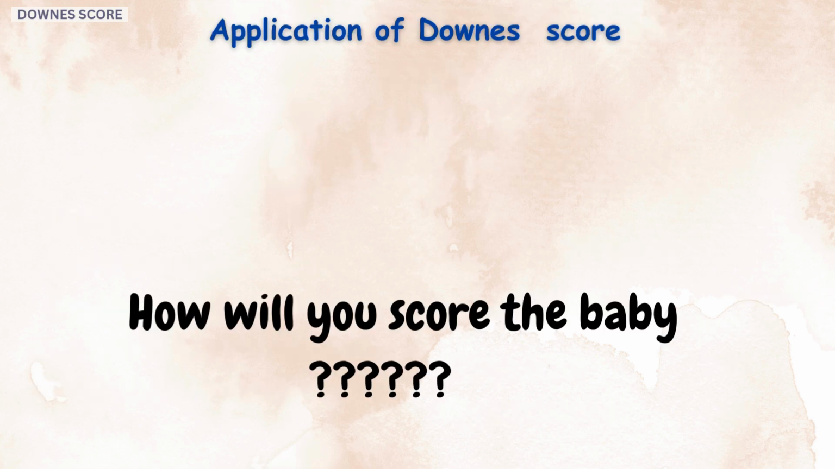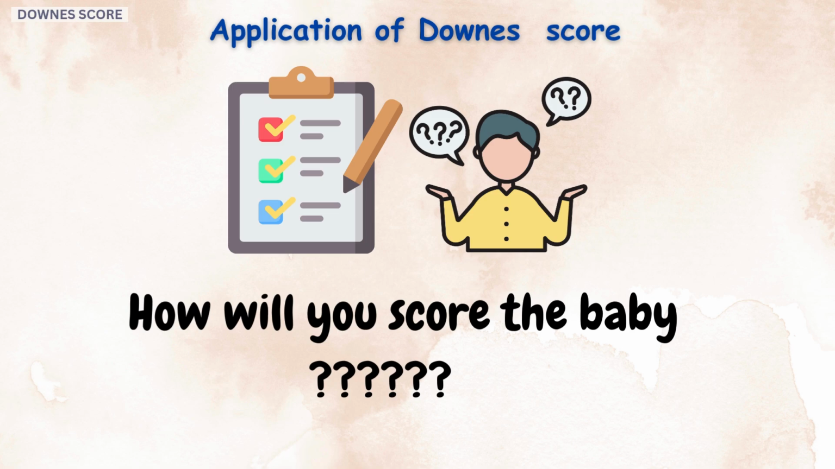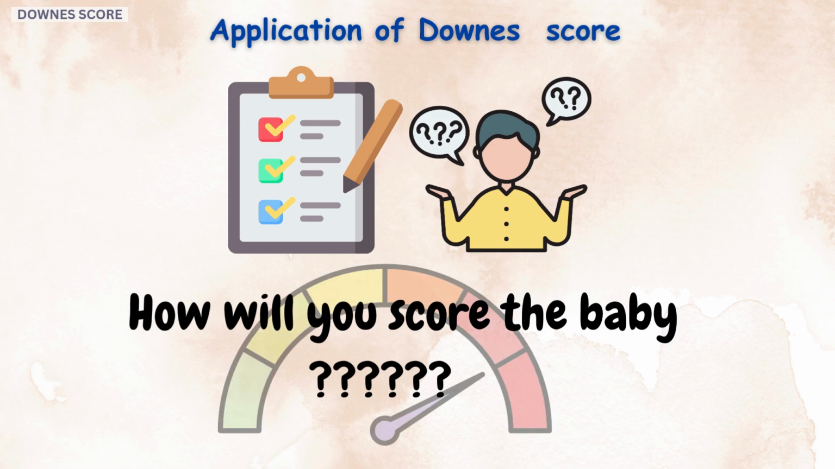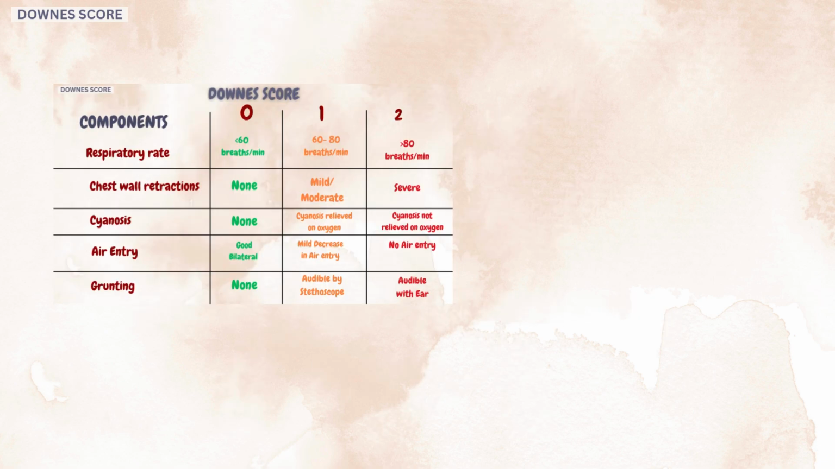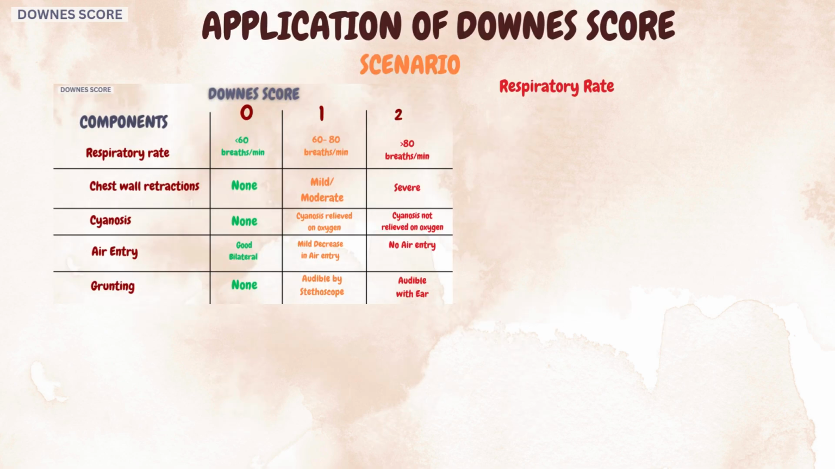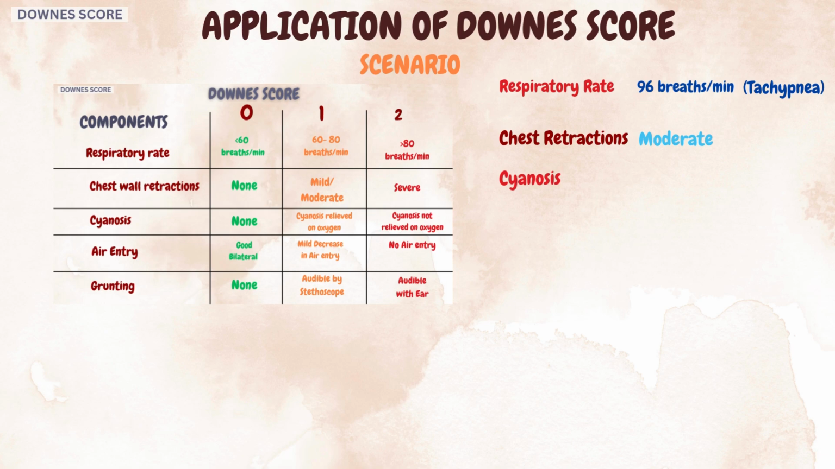Now, how will you score the baby or identify the risk for respiratory distress in this newborn using Downey score? As per the scenario, the respiratory rate given is 96 breaths per minute. That means the newborn has tachypnea. What about the chest retractions? They are moderate. And about the cyanosis, the newborn has central cyanosis. About the air entry, it is mildly decreased on auscultation. And about grunting, the grunting is heard by stethoscope.